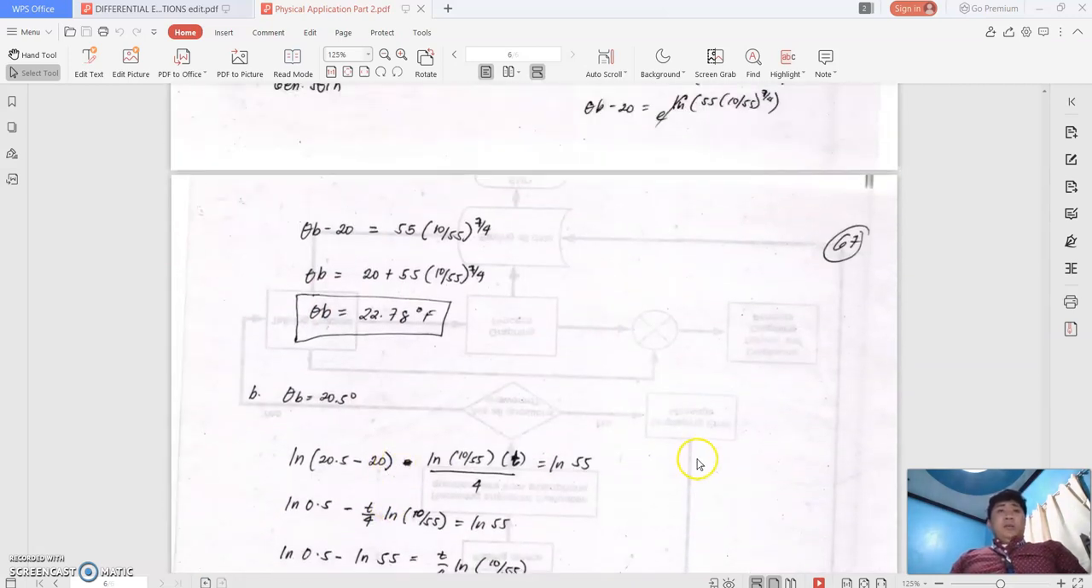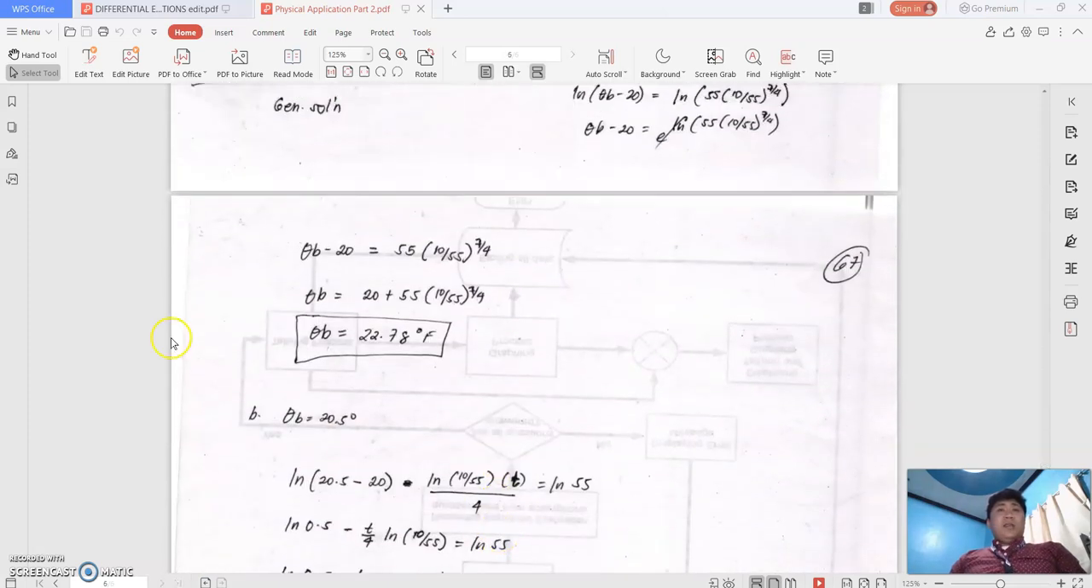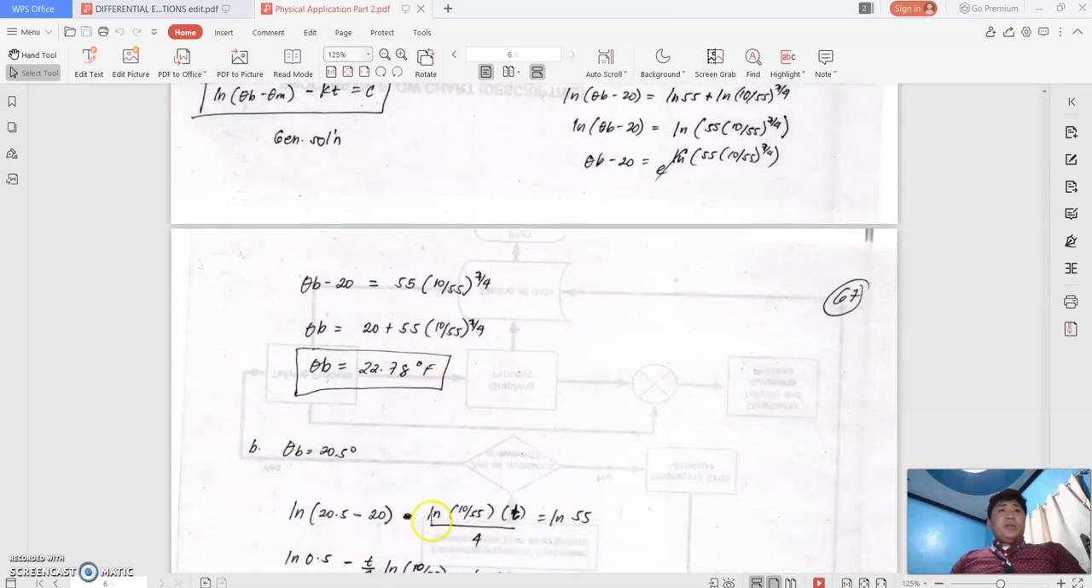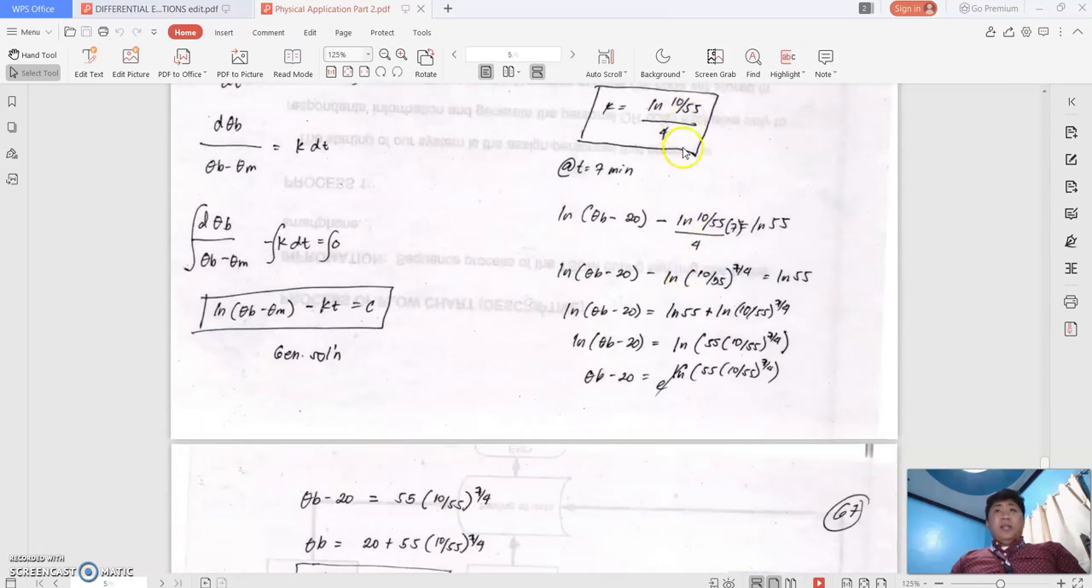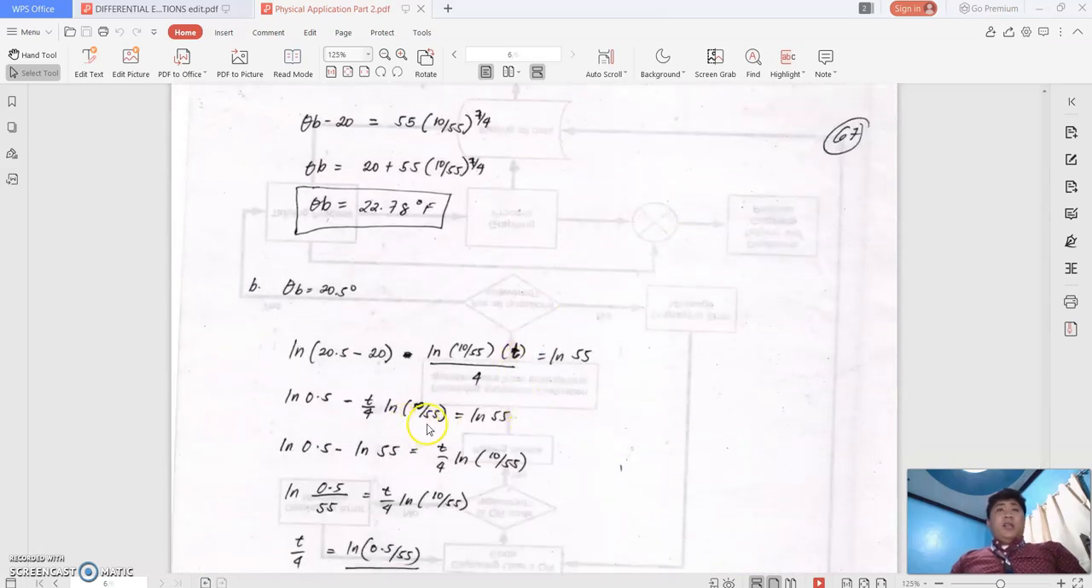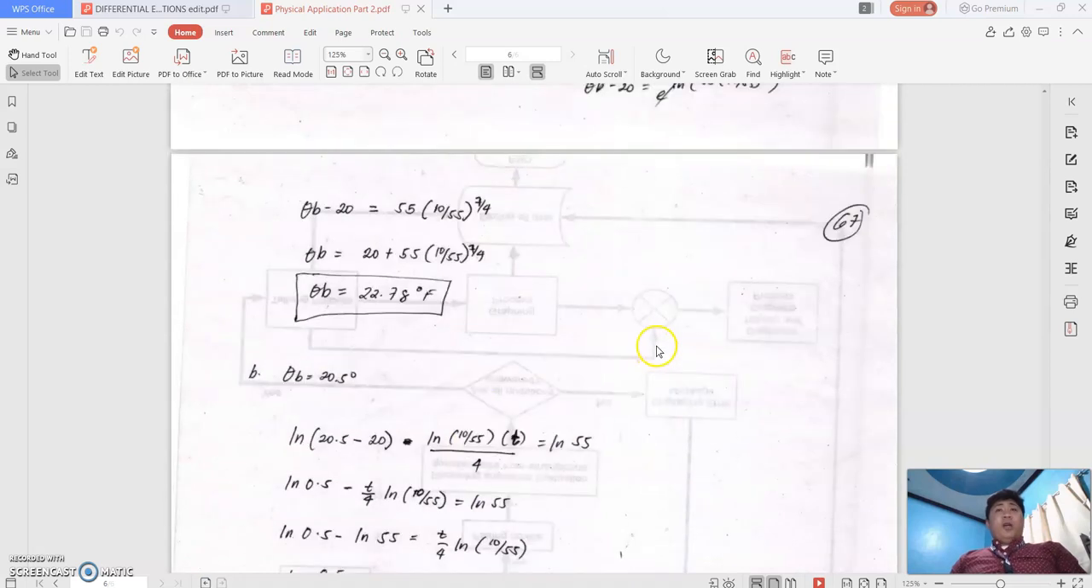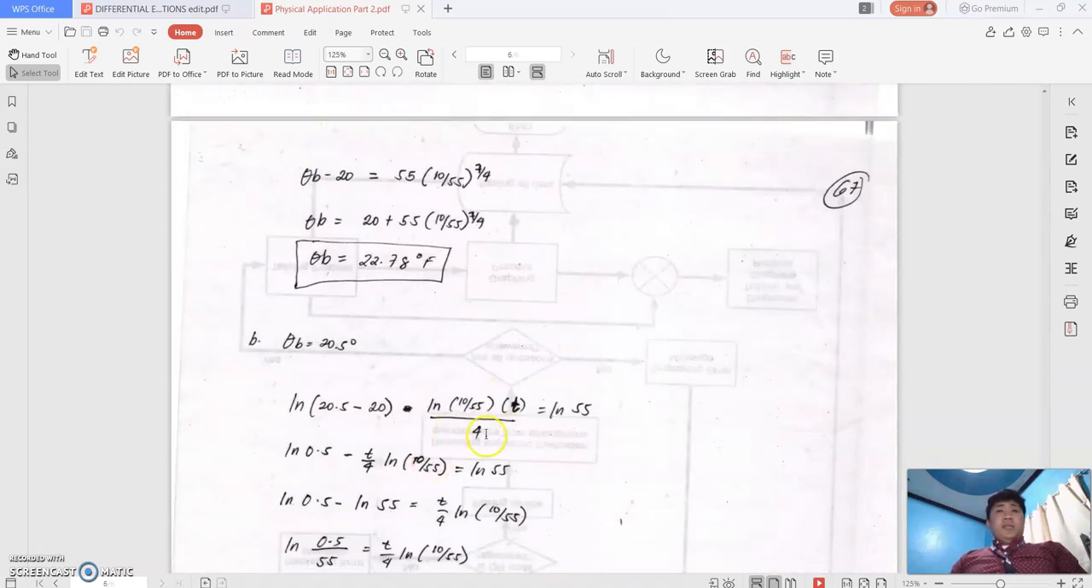So go back with these values, okay? Go back with the general solution. So you have ln of theta b, the temperature of the body, 20.5 minus the temperature of the air or surrounding medium, which is 20, minus the constant, is this one, ln 10 over 55 over 4 times the t, which is the unknown, equals the c, which is ln 55.